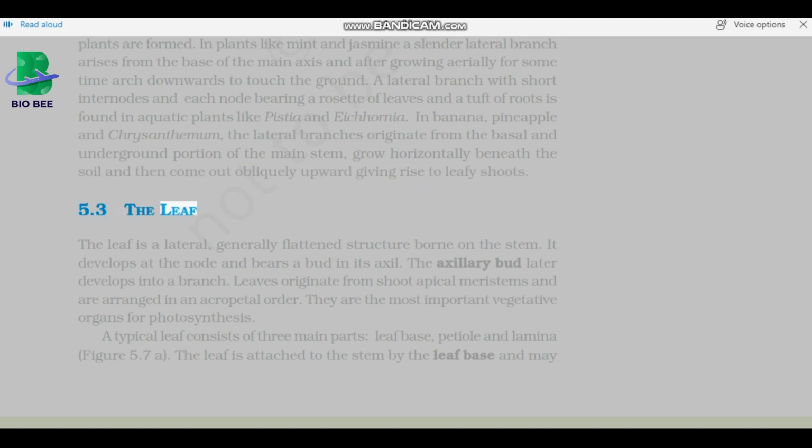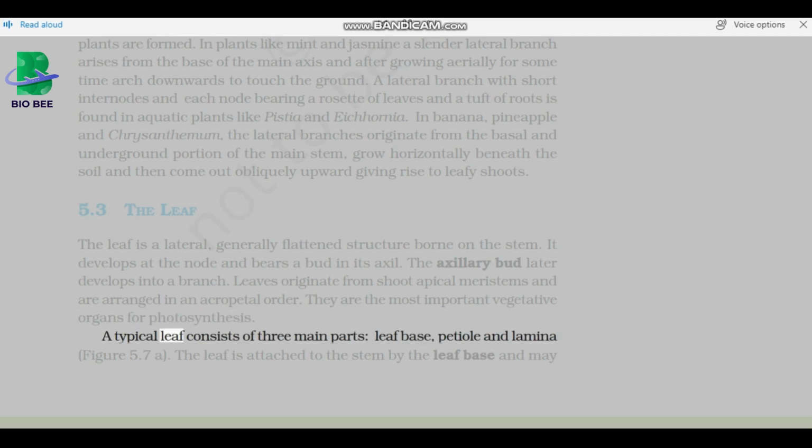5.3 The Leaf. The leaf is a lateral, generally flattened structure borne on the stem. It develops at the node and bears a bud in its axil. The axillary bud later develops into a branch. Leaves originate from shoot apical meristems and are arranged in an acropetal order. They are the most important vegetative organs for photosynthesis.